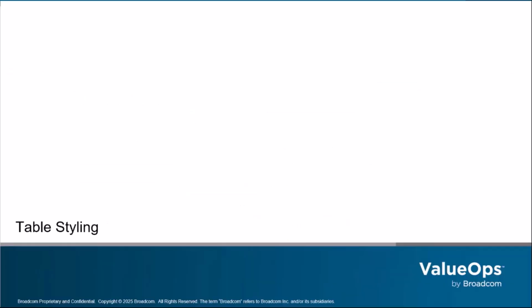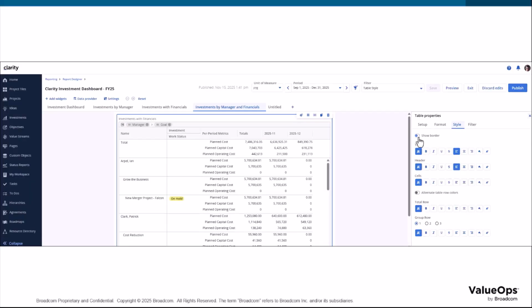We introduced new table styling options to give users greater control over how their data is presented, ensuring reports are not only accurate but also visually clear and easier to read. Now let us look at these styling options. We can enable the toggle show border and highlight the border of the table.